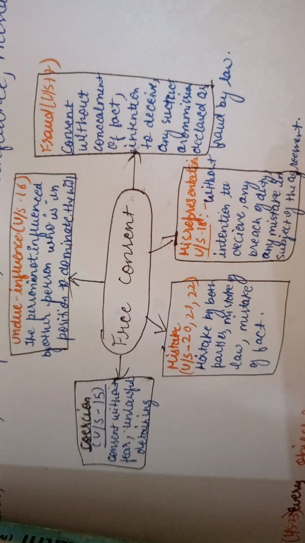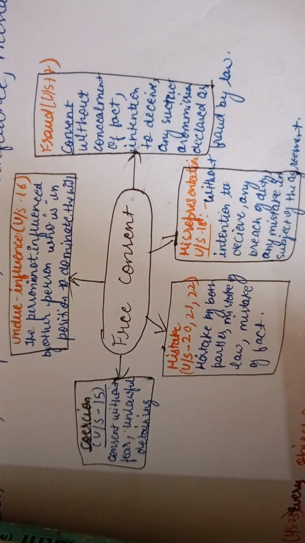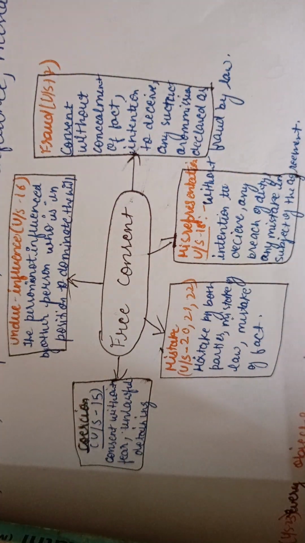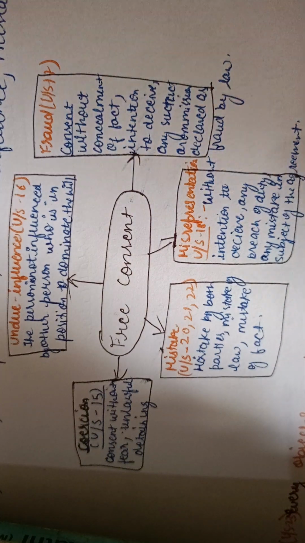Let's see it with an example. Just suppose A is the boss of B and A makes a contract with B to marry his son with B's daughter. So here this marriage contract should be of free consent, because A is in a dominating position and B is in a position of undue influence.